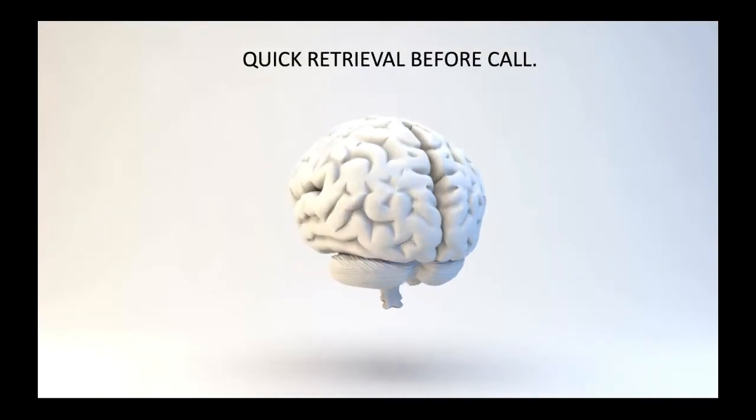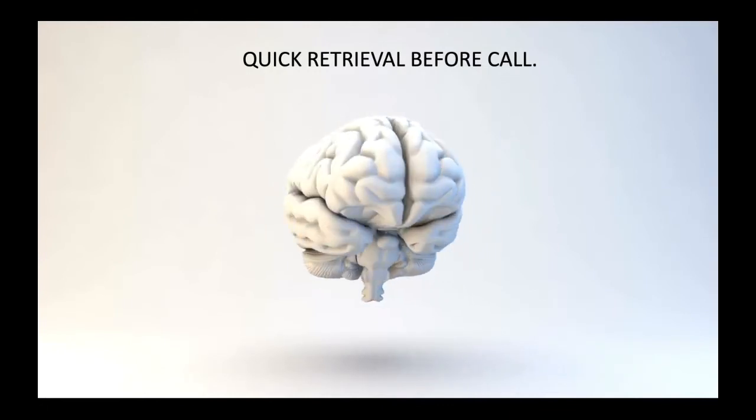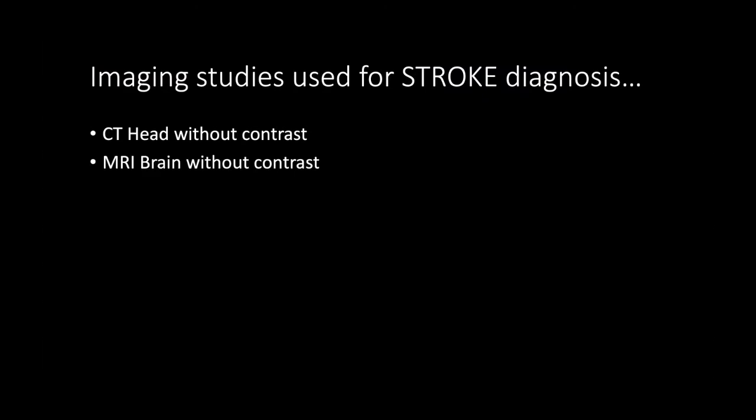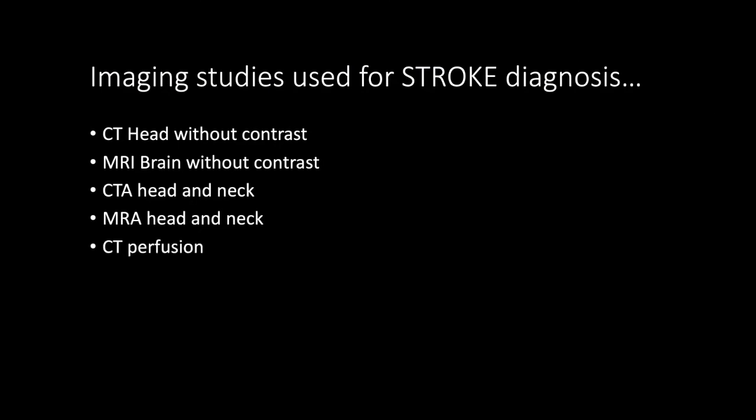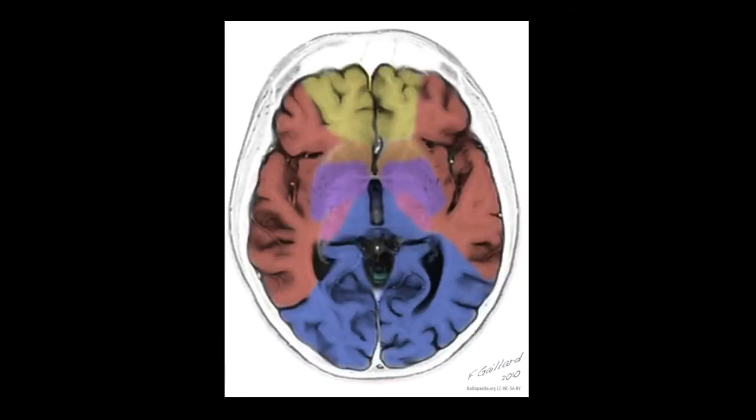So we're going to do a quick retrieval before we take call. Some of the things to check, from the first years all the way to the final years, is what imaging studies we're going to do. They are CT head without contrast, MRI of the brain without contrast, CT angiogram of the head and neck, MRI angiogram of the head and neck, CT perfusion. These are some of the studies that are going to be looked into today under brain imaging.